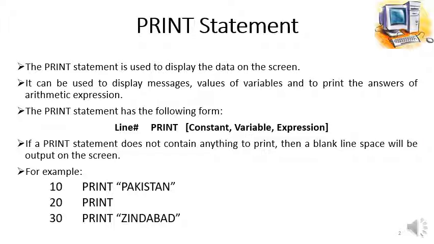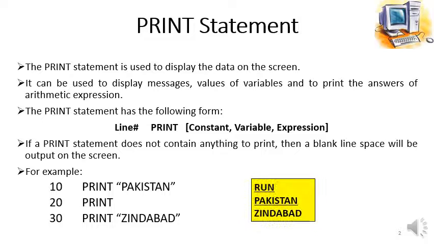Whenever we execute these three lines of code, this will be the output. When we run this program, this will be the output. The first statement prints Pakistan, then the second prints a blank line. I told you this blank line is just because of the second print statement, and then Zindabad, which is the output of the third print statement. So this will be the output of these three lines of code whenever we run this program.